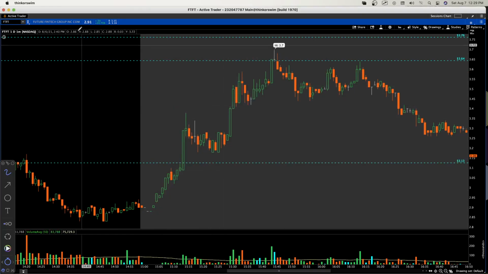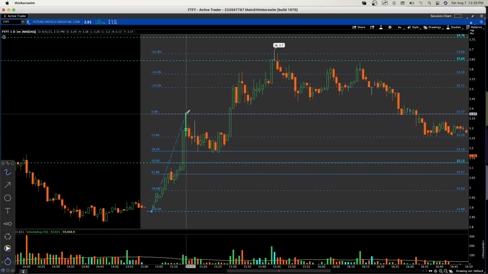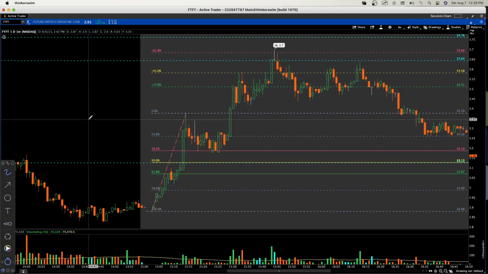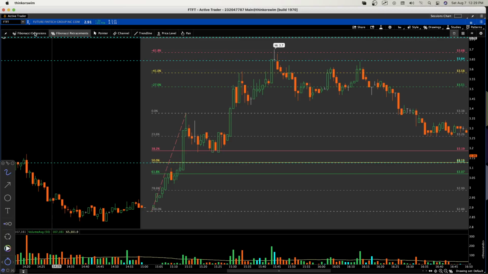Let's remove this drawing. Let's make sure we're on retracements. We are. We're going to draw that move again from the bottom of this move to the top of this move. And I don't have to go back and draw my extensions. They're already there for me, right? So let's make sure that that's correct. So let's go to our extensions, right?